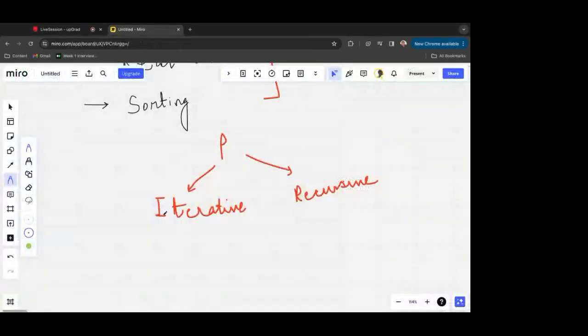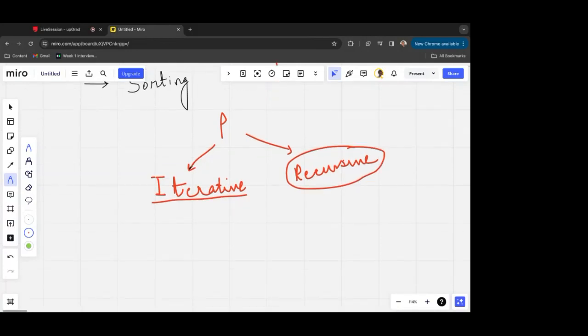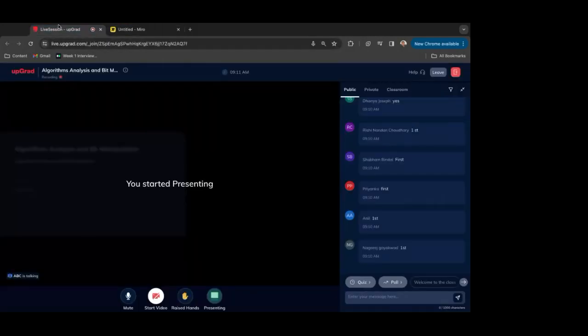So see this, guys. Basically, we will be understanding iterative algorithms first. We will discuss recursive algorithms as and when they come in the course. So I hope everyone is aware about for loops, if conditions. Is everyone aware about that? Okay, great.